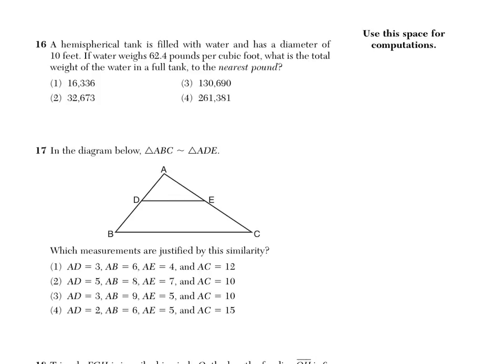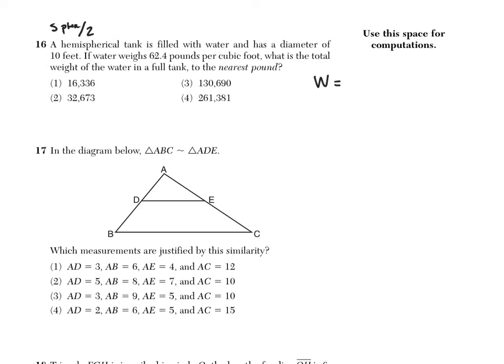Okay, so this should look pretty familiar to you because we've actually been doing this whole unit on volume. This one says a hemispherical tank. Remember, that's just half a sphere. It is filled with water and has a diameter of 10 feet. If water weighs 62.4 pounds per cubic foot, what is the total weight of the water tank? So we should know this.